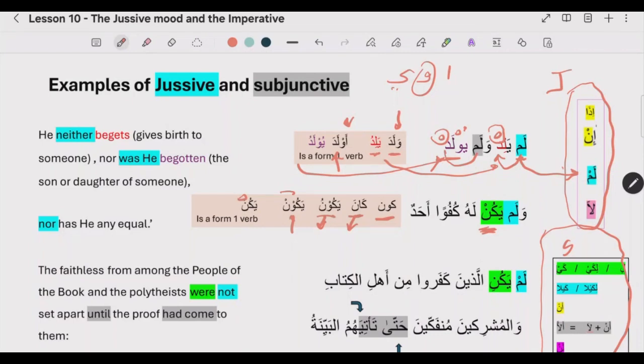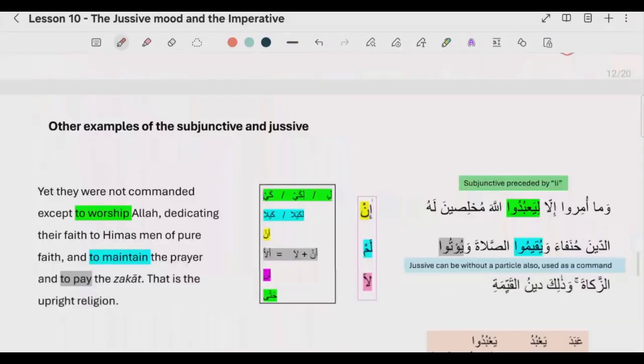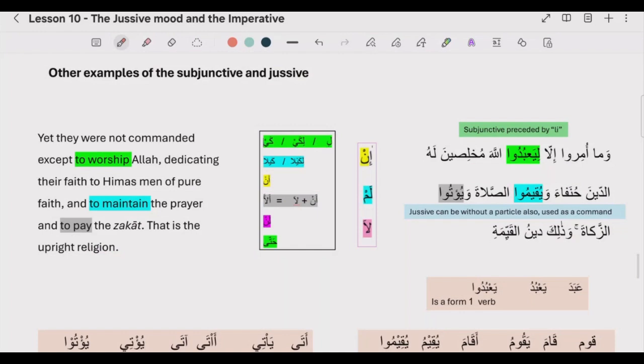It becomes yakun, right? This one lam yakun is the same in lam yakun alladhina kafaru. Here's that example. Hatta ta'tiyahumul bayyinah. Hatta is the particle that came from the subjunctive. Can you see here? And therefore, this ta'tiya takes a fatha to show that it is the subjunctive. So this one here is one example of a subjunctive in this particular screen.